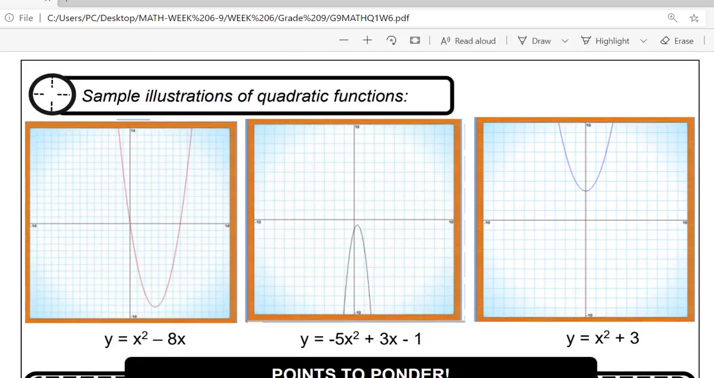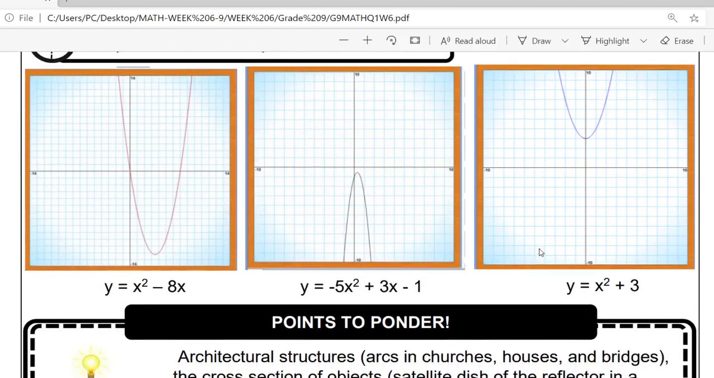These are illustrations of quadratic functions, graphs of quadratic functions. We have a smooth curve, or in U shape. This is a smooth curve. Here is another smooth curve. These are examples of graphs of quadratic functions.